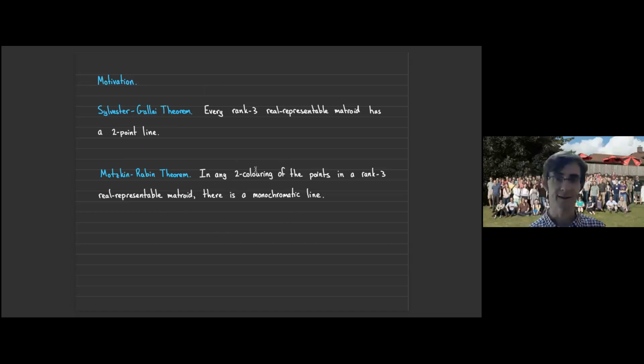And interestingly, in this context, you don't have any conditions on line length. There is another theorem, I forget the name of the theorem, that says that the average line length in a real representable matroid is less than 3, which sort of proves the first result, but also gives some justification for the second.